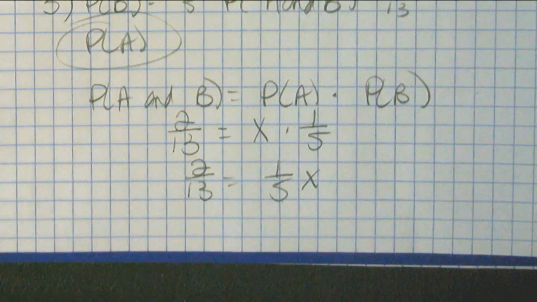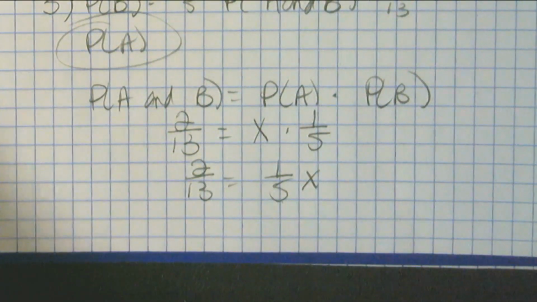All right. How do I get rid of multiplication when my coefficient is a fraction? How do I get rid of that multiplication? Matthew?